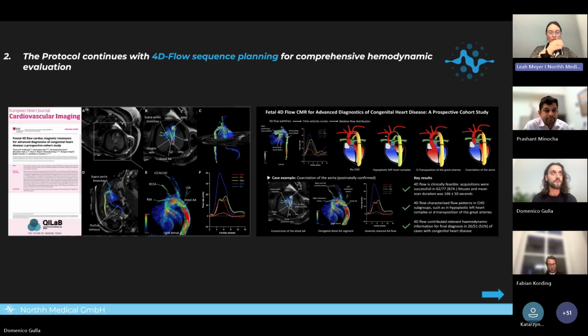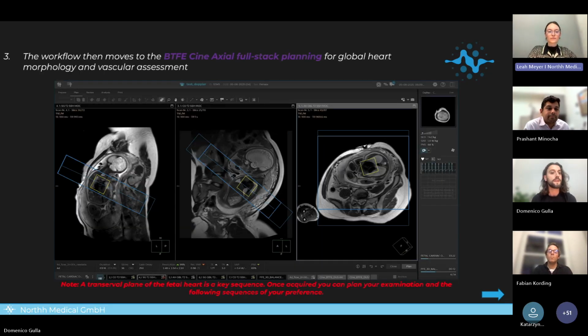Here, I just want to show a really beautiful recent article and publication from Bonn that shows how 4D flow is clinically feasible in 81% of the fetuses in this article. I know that, of course, it's not always available on all scanners, but 4D flow is a really feasible sequence.